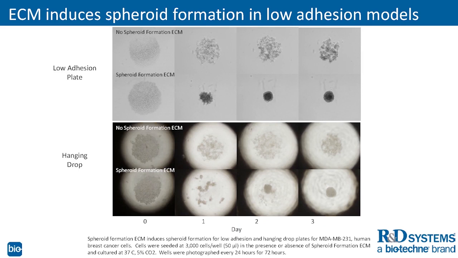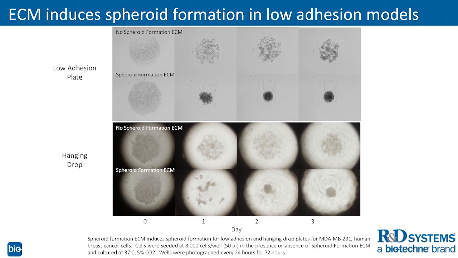Here it is. Okay, so here we're just showing that our extracellular matrix proteins do induce spheroid formation in multiple low adhesion models. So in our low adhesion plates, we see that with no spheroid ECM, there is no spheroid formation. This is the top row. Whereas when we add the spheroid formation ECM, we see over time, the first panel is 0, the next one is day 1, day 2, and day 3. We see compact spheroid formation.